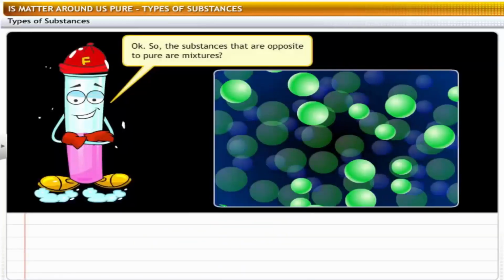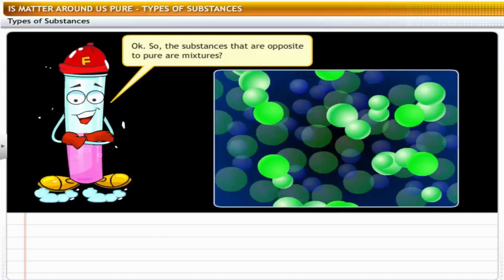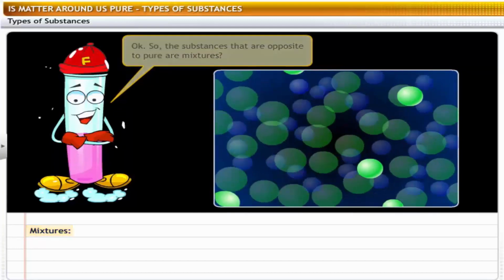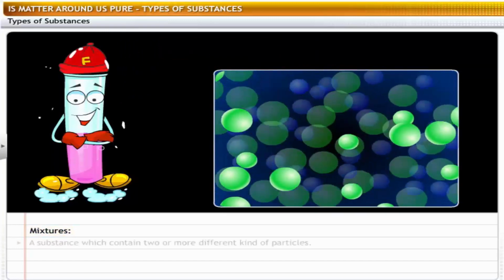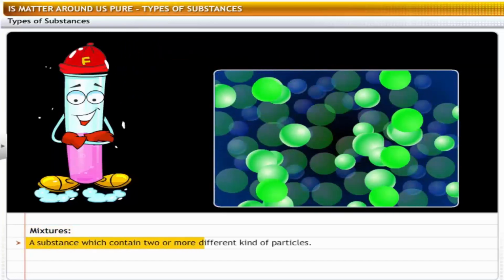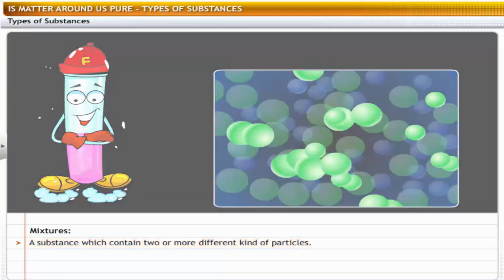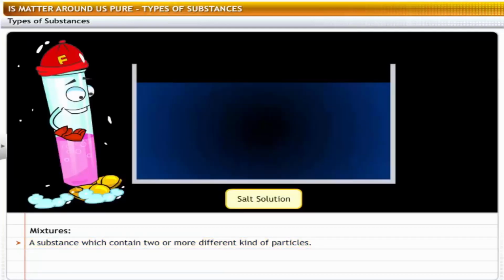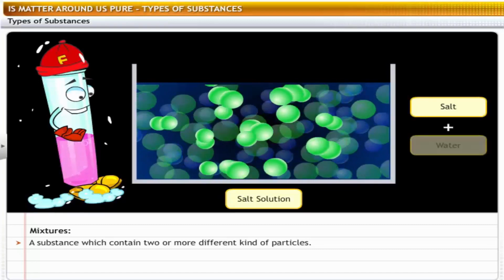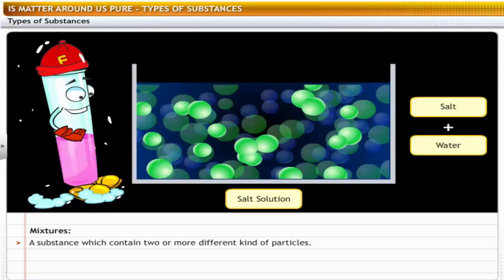Okay. So, the substances that are opposite to pure are mixtures? For a chemist, when a substance contains more than one type of particle, it is known as a mixture. For example, salt solution is made up of two components, salt and water. Therefore, salt solution is a mixture.